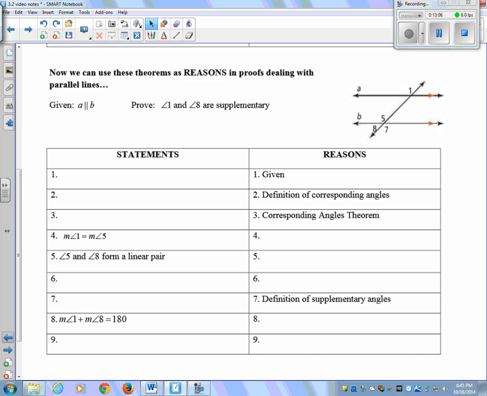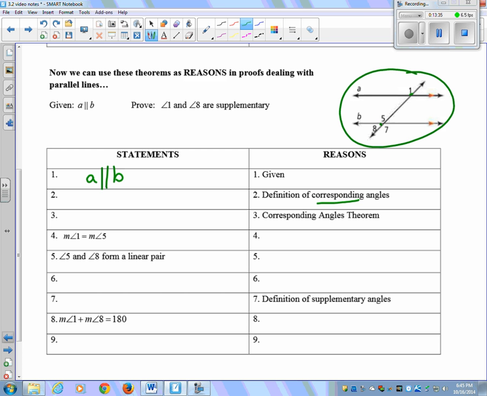This says given that lines A and B are parallel, prove that 1 and 8 are supplementary. So we're going to start with A parallel to B. Then we're going to say definition of corresponding angles. We're going to name a pair of corresponding angles in this diagram. There's only one pair that are numbered. You see what they are? Should be angle 1 and angle 5 are corresponding angles. Just by definition, we can look and we can identify them.